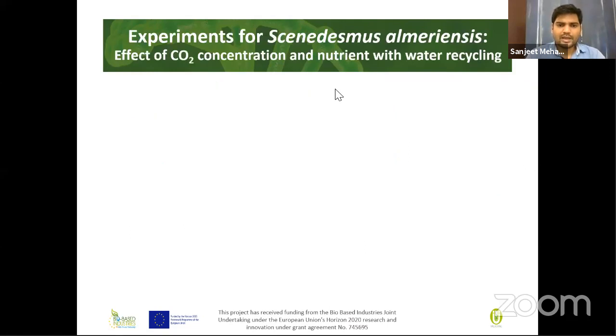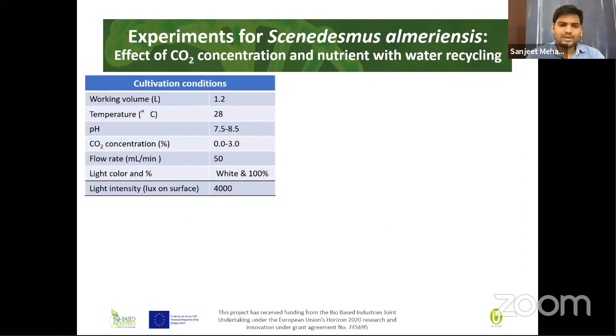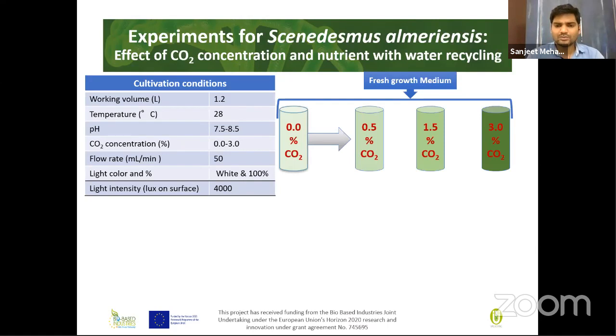So here I would like to show you the experimental conditions for Scenedesmus almeriensis, and the effect of CO2 concentration and water recycling on the growth of microalgae. Firstly, we worked with a small scale photobioreactor to optimize the conditions, with a working volume of 1.2 liter. The temperature was controlled at 28 degrees, while the pH was automatically controlled during the growth phase in the range of 7.5 to 8.5. The flow rate, light intensity and light color were also maintained. We used four different concentrations of CO2: 0, 0.5, 1.5 and 3.